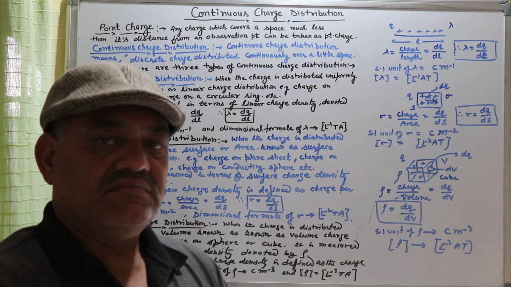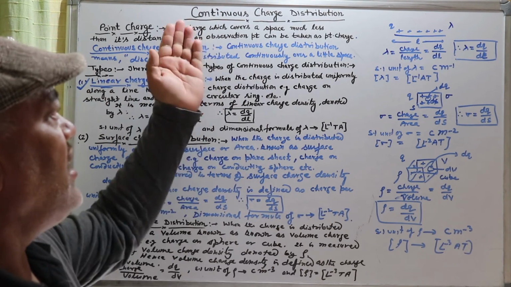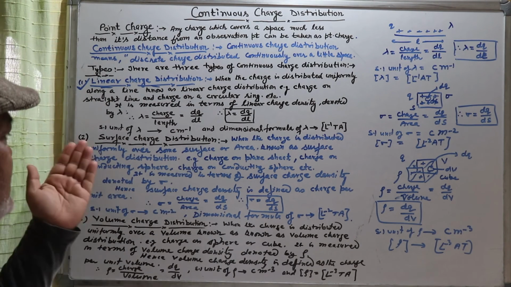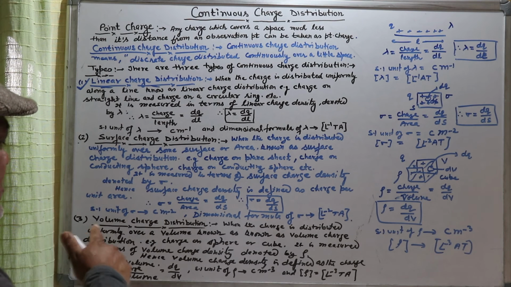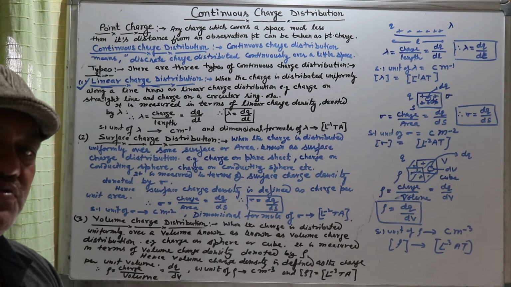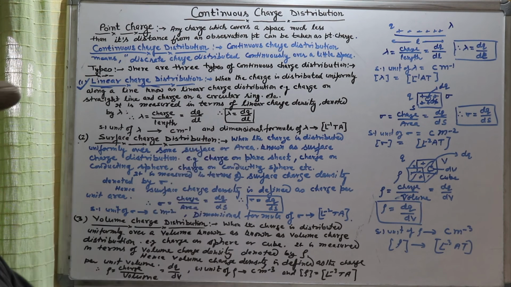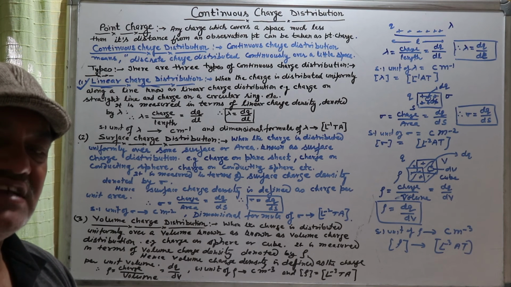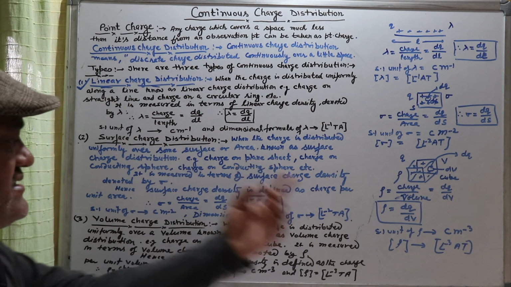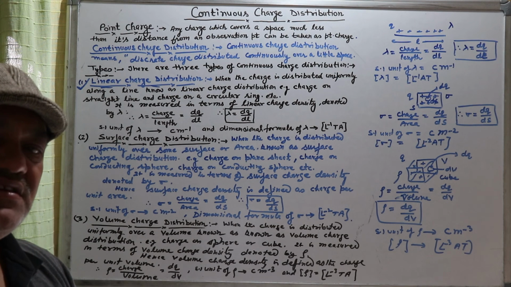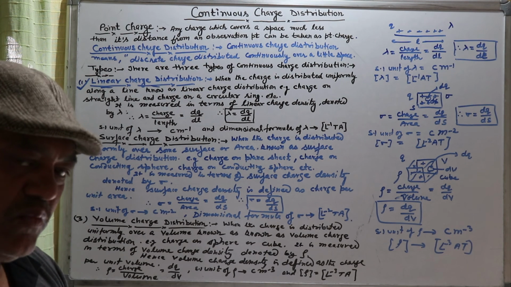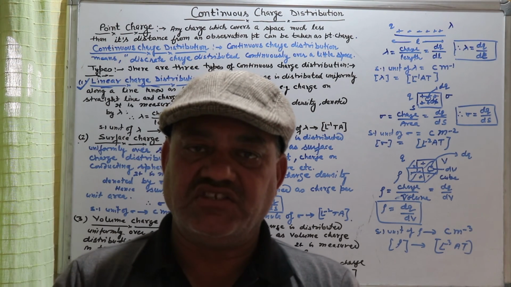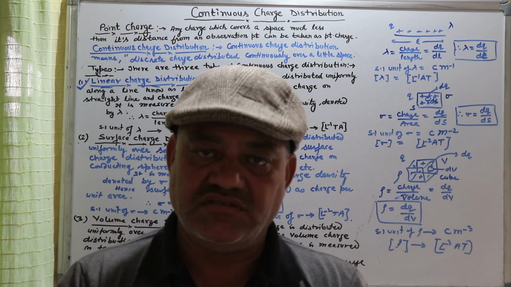So these are the three types of continuous charge distribution. One is linear charge distribution, second is surface charge distribution, and third is volume charge distribution. Where lambda is linear charge density, means charge per unit length, sigma is surface charge density, means charge per unit area, and rho is volume charge density, means charge per unit volume. So students, this is all about our today's lecture, continuous charge distribution. Thank you very much.